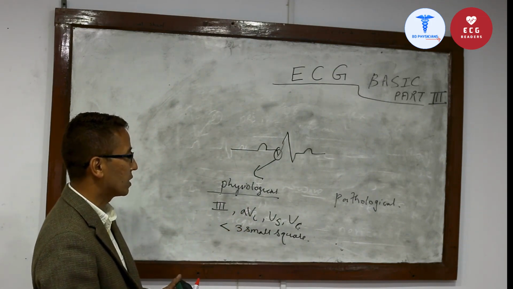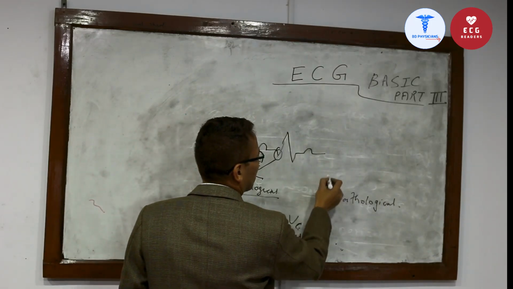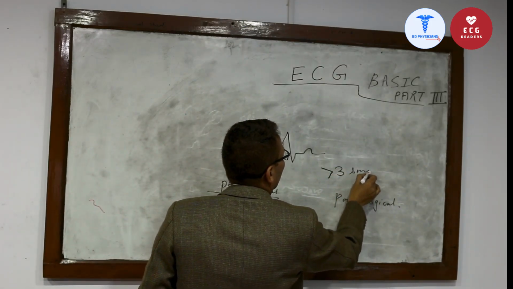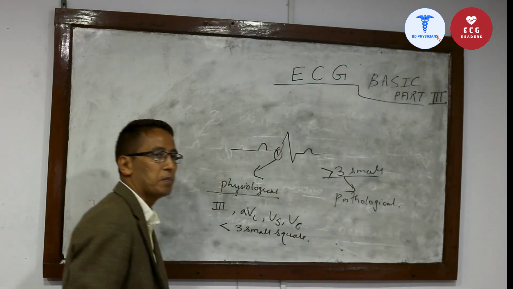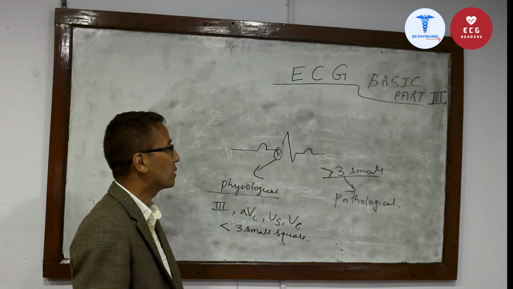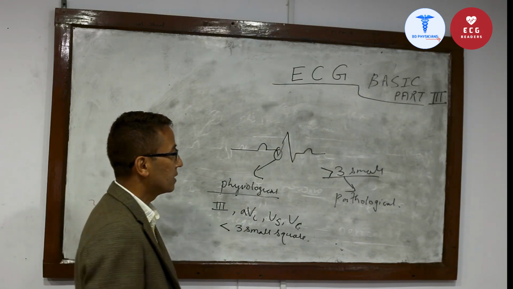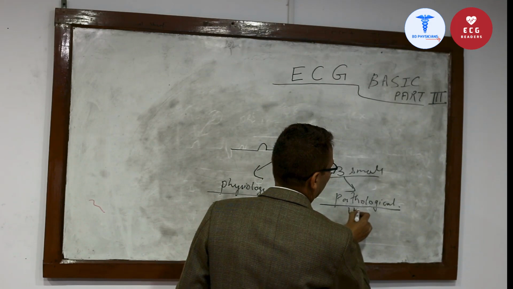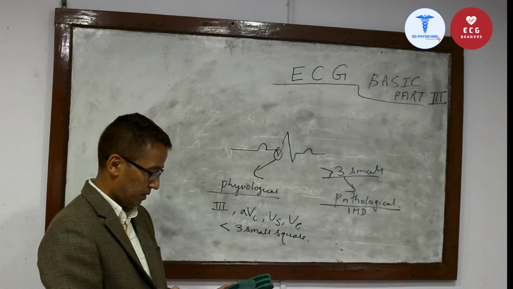This is physiological Q. And if its depth becomes more than 3 small squares, that condition is called pathological Q wave. When the depth increases more than 3 small squares, that is called pathological Q wave. This pathological Q wave occurs in ischemic heart disease. It occurs in myocardial infarction.